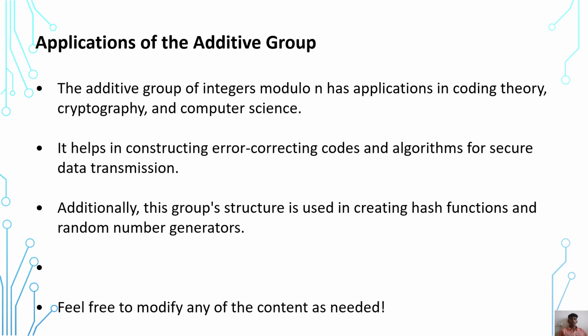Applications of additive group. The additive group of integers modulo n has applications in coding theory, cryptography, and computer science. It helps in constructing error-correcting codes and algorithms for data transmission. Additionally, this group structure is used in creating hash functions and random number generators.